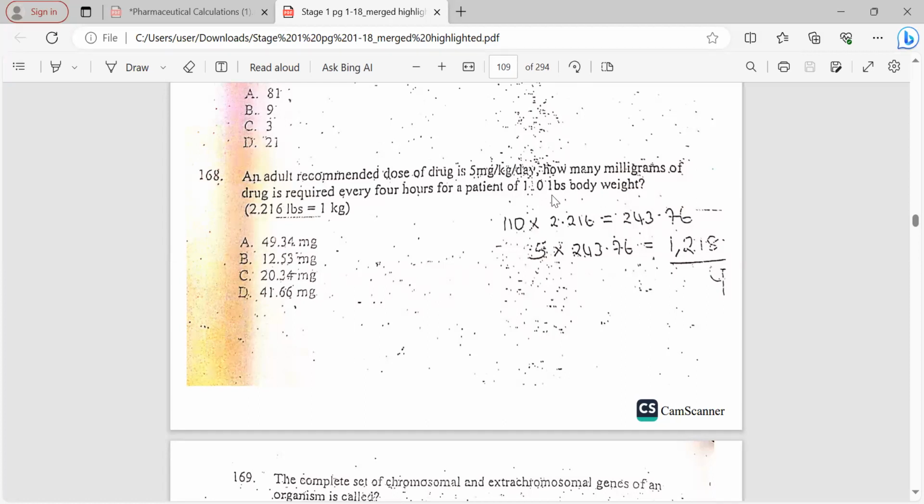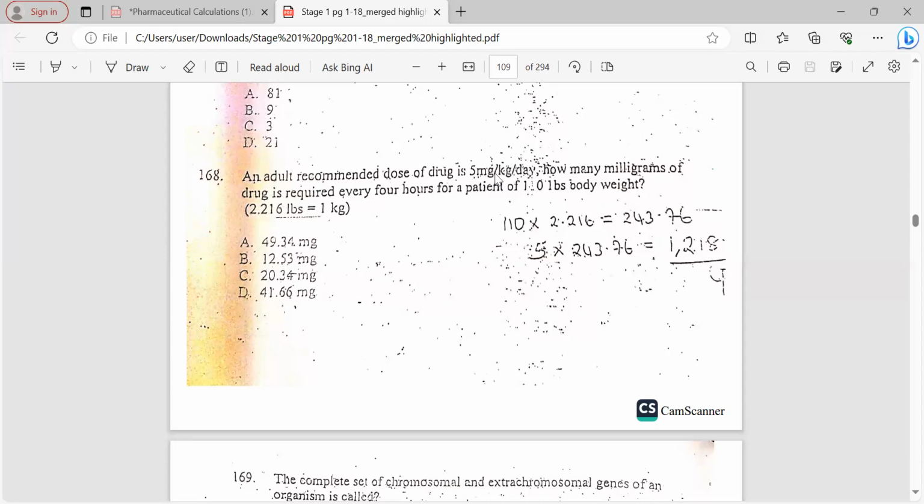So first, since the dose is in milligrams per kg, we need to convert this body weight to kgs. So 1 kilogram is the same as 2.2 lbs. So for 110, you divide by 2.2. That gives 50. And we give 5 milligrams per kg.